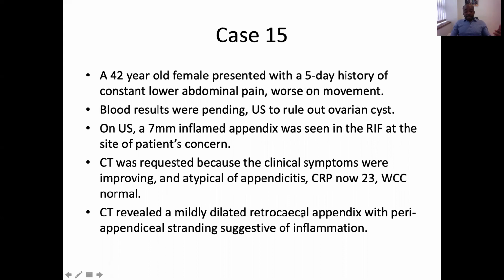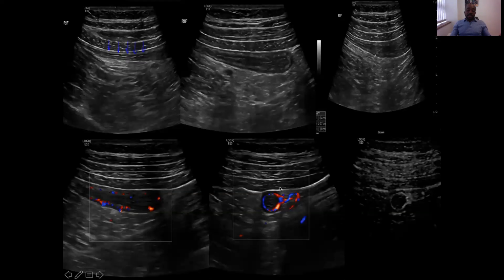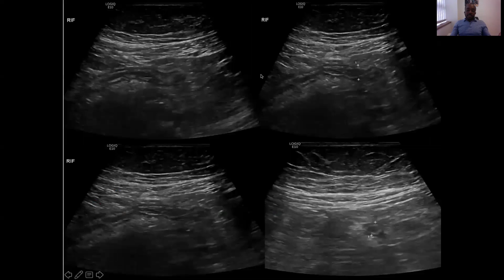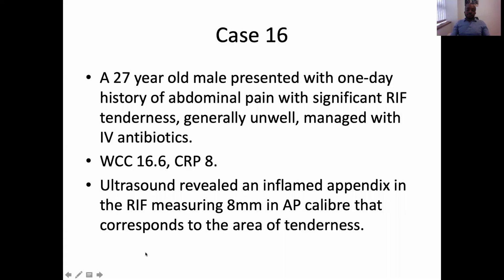So CT revealed a mildly dilated retrocecal appendix with periappendiceal stranding, which is a mesenteric edema suggestive of inflammation. So CT basically revealed what we had seen on ultrasound: a mildly dilated appendix with mesenteric edema. The edema is not that prominent, but it's there.